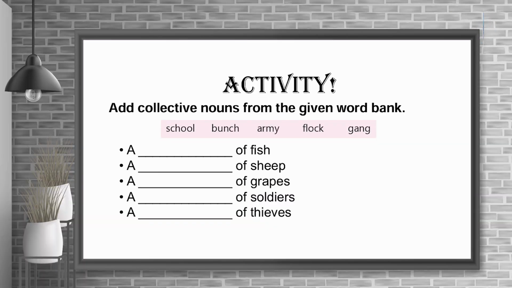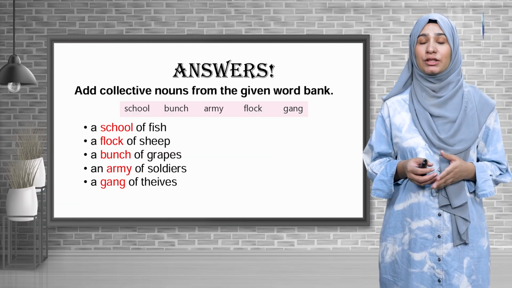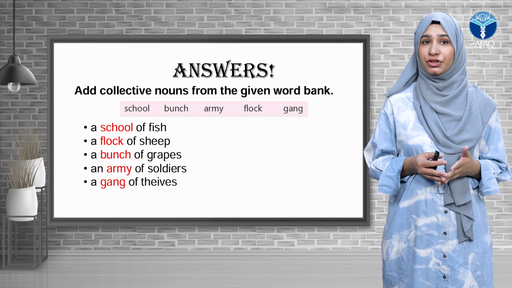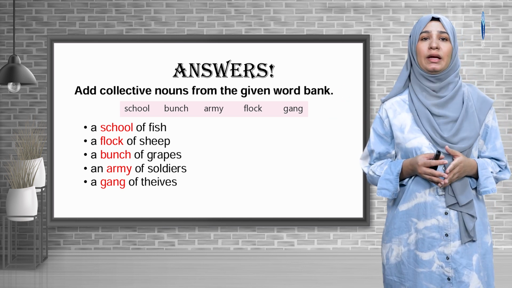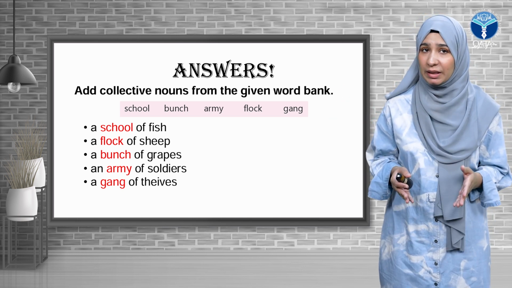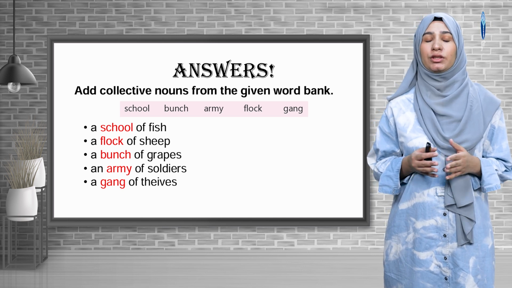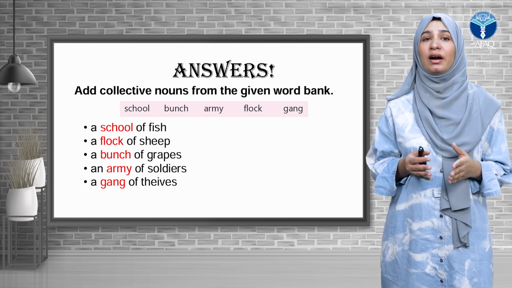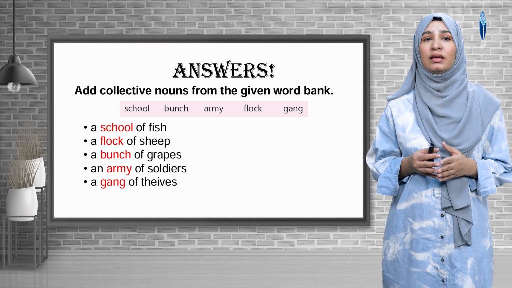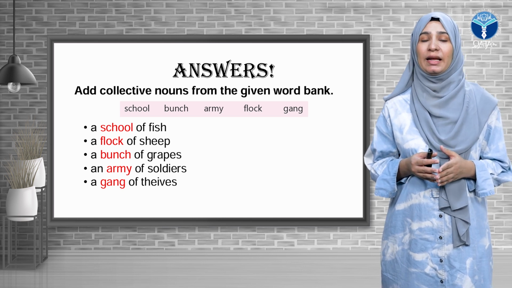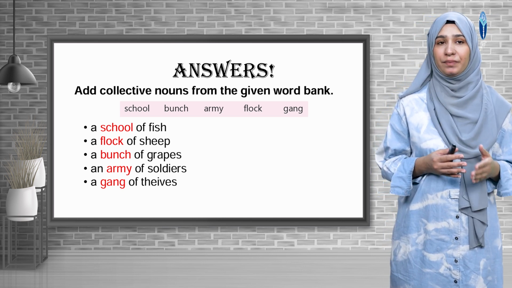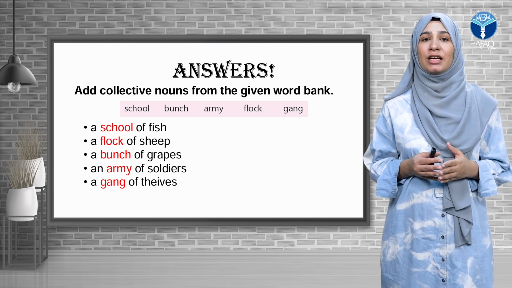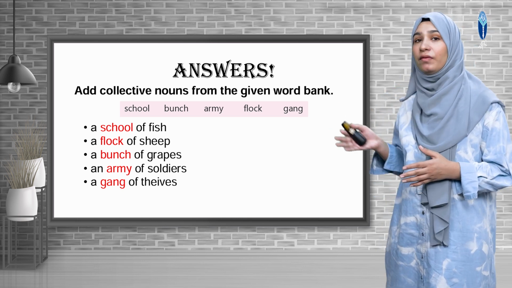Students, now we are going to do an activity for collective nouns. Here we have some fill in the blanks and we are going to fill them from the given word bank. A school of fish, a flock of sheep, a bunch of grapes. Students, here we will write an army of soldiers because an is used with vowels. Army is starting with the vowel A. In the next blank, we have a gang of thieves.